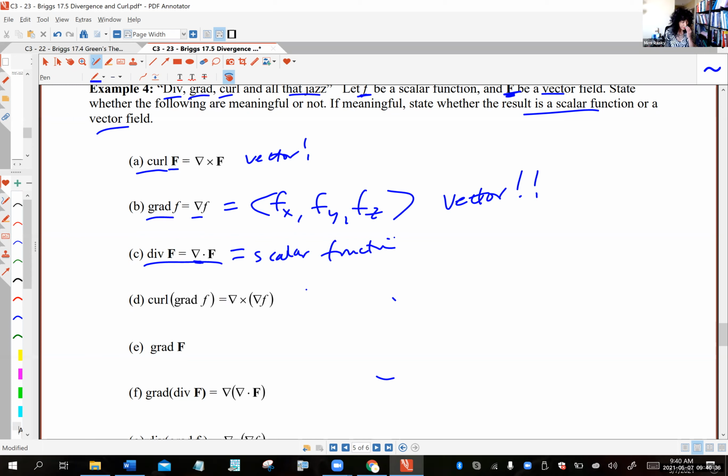Now we're going to get weird. The curl of grad f, which you could rewrite using a lot of upside down triangles. Remember, curl is a cross product. So take the cross product of the upside down triangle with the gradient of f. Is that meaningful or is that just nuts?